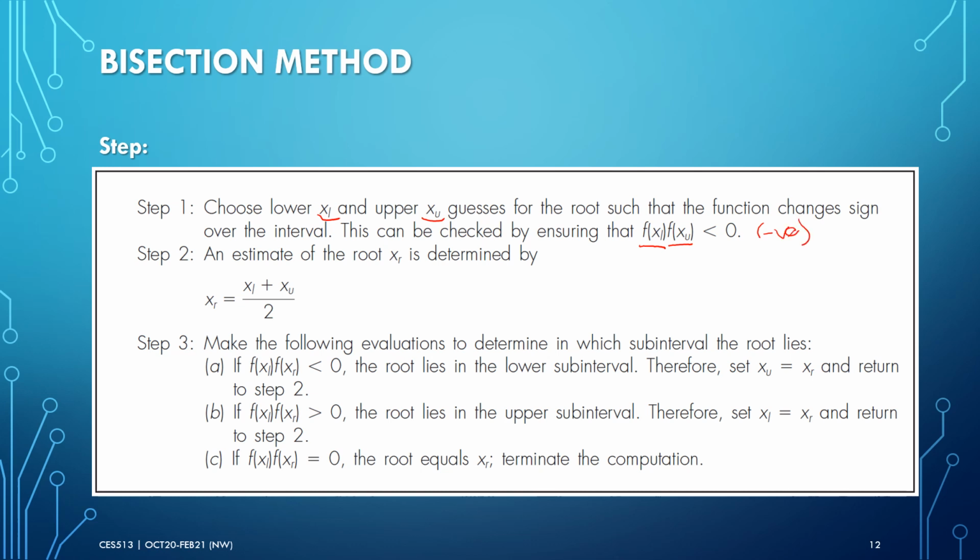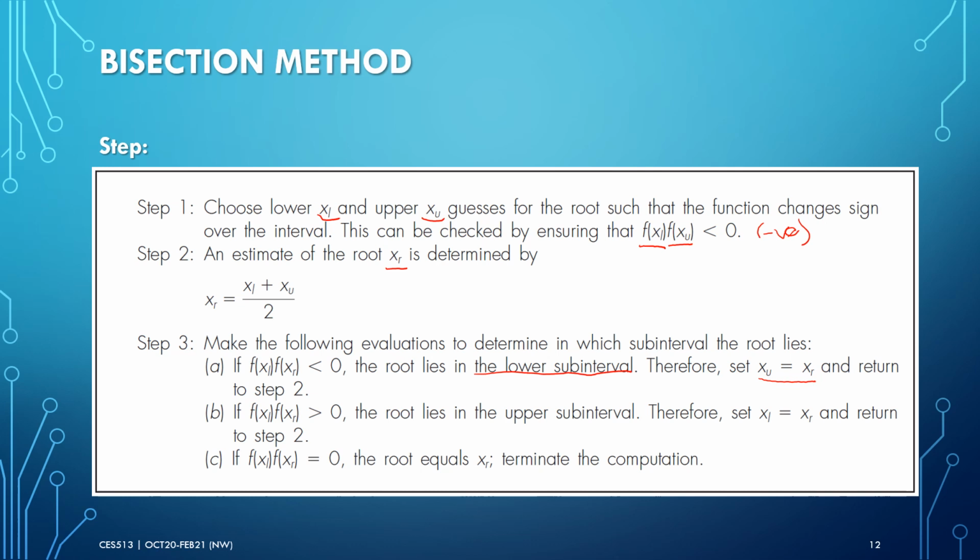And then step 2, an estimate of the root xr is determined by the equation xr equals xl plus xu divided by 2. And then step 3, make the following evaluations to determine in which subinterval the root lies. Okay, A, if the function of the lower bound multiplied by the function of the root is lesser than 0, that means it lies in the lower subinterval. Therefore, set the upper bound equal to the estimated root and return to step 2. So you need to return back to step 2.